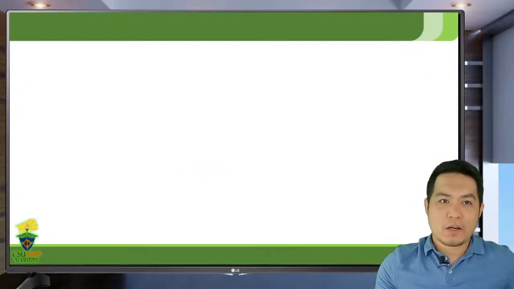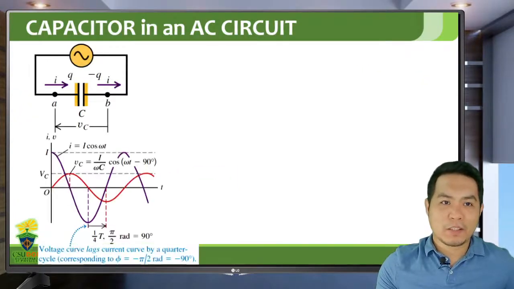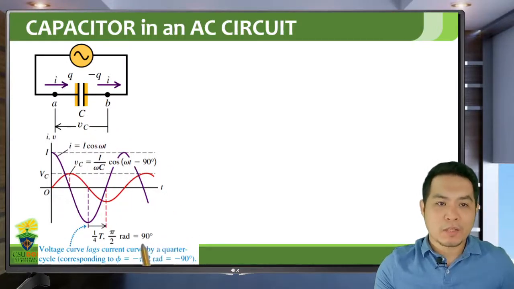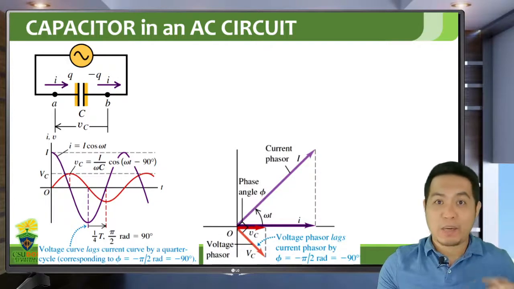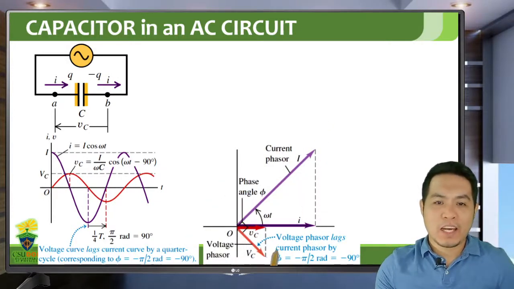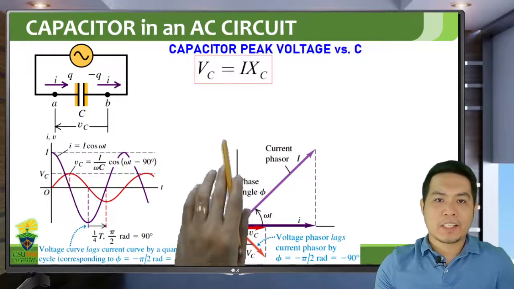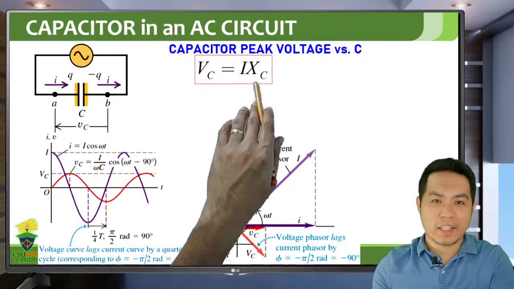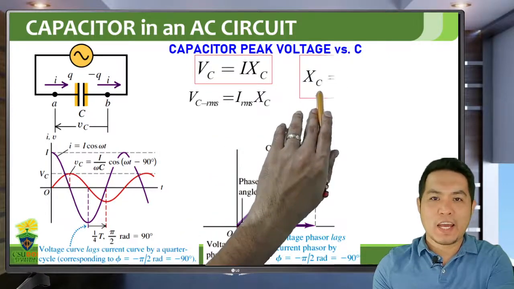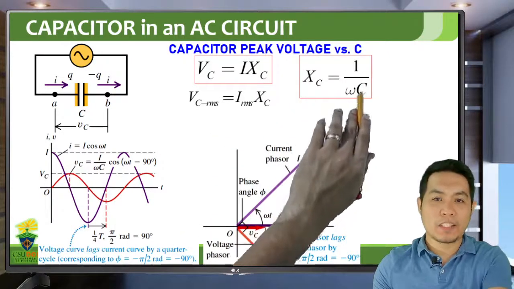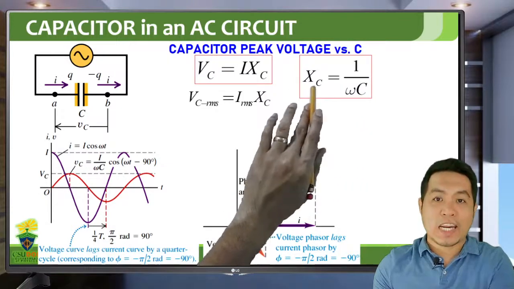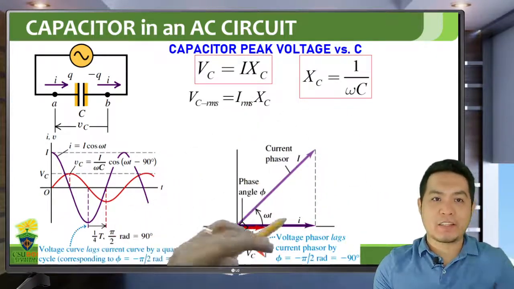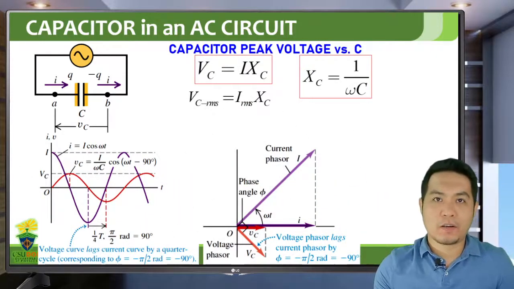Now, in the case of a capacitor in an AC circuit, this is a capacitor, and C is what we call the capacitance. The voltage actually lags, behind the current phasor by 90 degrees. The relationship is similar to that of the inductor, I times X, but now it's XC, where XC is 1 over omega times C. The reactances, the X's, depend on the capacitance and inductance in the case of the inductor.